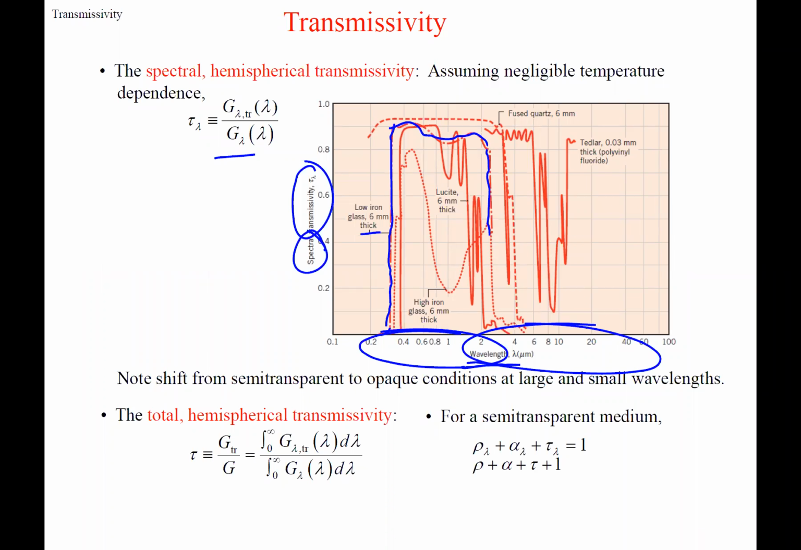So it really depends on the wavelength whether you can say it's opaque or semi-transparent, right? It's transparent around those wavelengths where it has a high transmissivity, and it's opaque where it has a low transmissivity. In some of these materials, it changes depending upon the wavelength. Okay, here we see high iron glass changing rapidly.